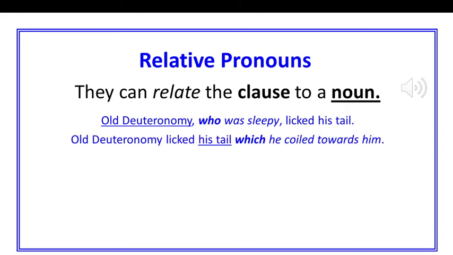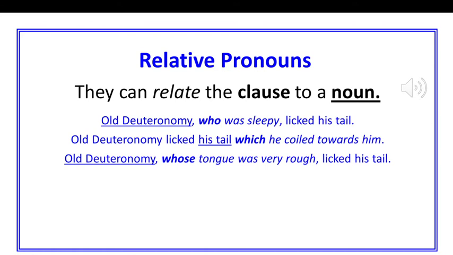Let's have a look at another example. Old Deuteronomy licked his tail, which he coiled towards him. So you'll notice here that the noun is tail and the relative pronoun is which. So here we have the relative clause being linked onto the end of a sentence. So the main clause there is old Deuteronomy licked his tail. So that you could have that on its own, but we've added some extra information by adding the relative clause which he coiled towards him.